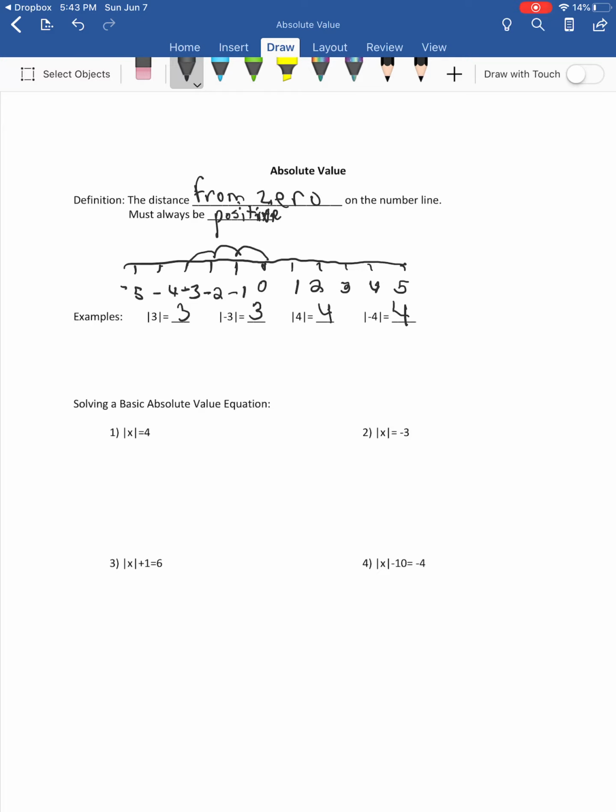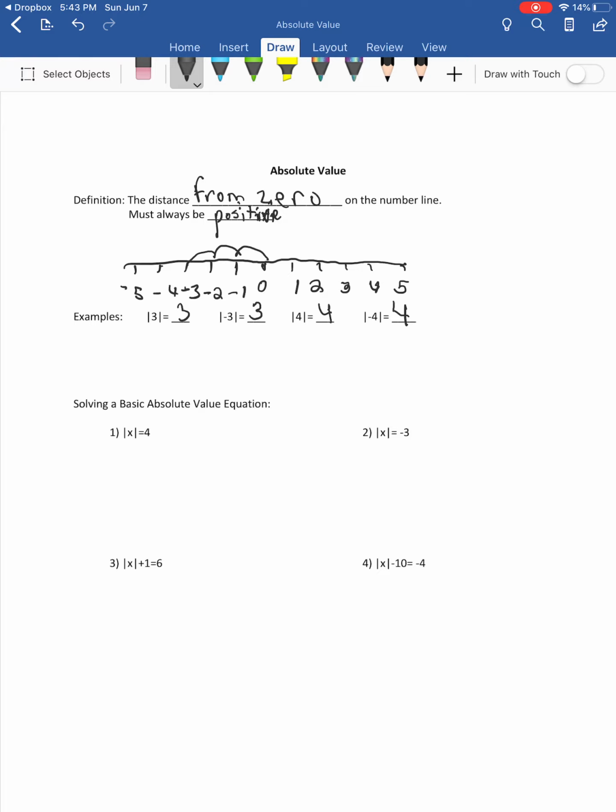What we're going to be doing these last few lessons is solving equations and inequalities involving absolute values, okay? So we're going to start off with some really basic absolute value equations and get into some more advanced stuff in the following lessons. Okay, so take a look at number 1, absolute value of x equals 4.